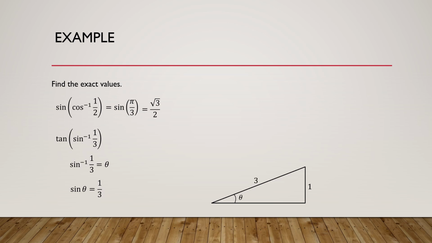We use the Pythagorean theorem to find the adjacent side. 1 squared plus b squared equals 3 squared. b squared equals 8. b equals 2 times the square root of 2. Therefore, if sine theta equals 1/3, tangent theta equals 1 over 2 times the square root of 2. We rationalize the denominator to get our final answer, the square root of 2 over 4.